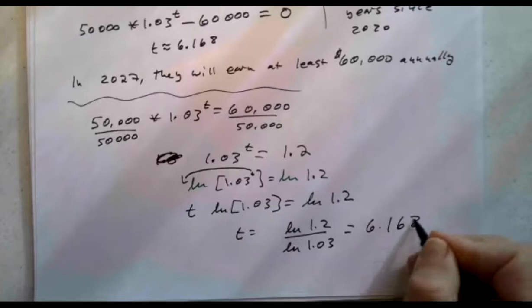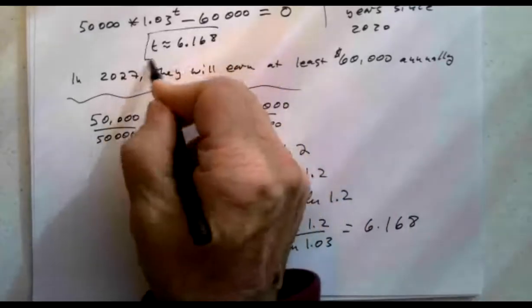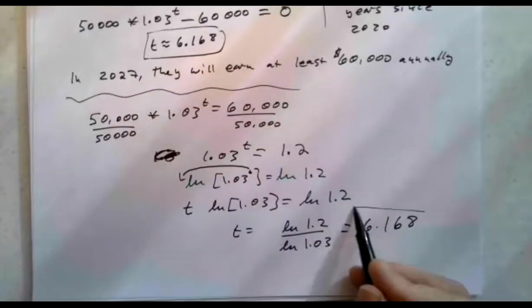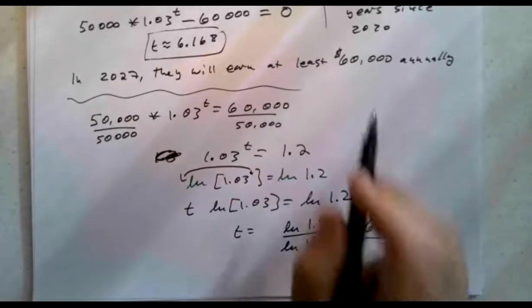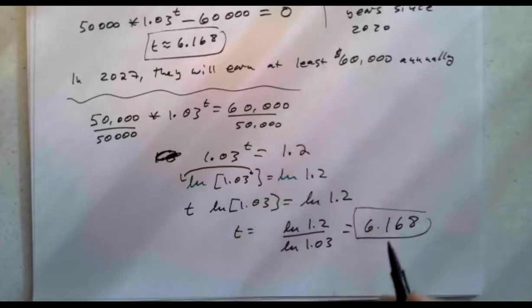Which is exactly what we received from the graphing calculator. So that reinforces our idea it'll take a little bit more than 6 years. Starting at 2020, the annual salary will finally go above 60,000 in 2027.